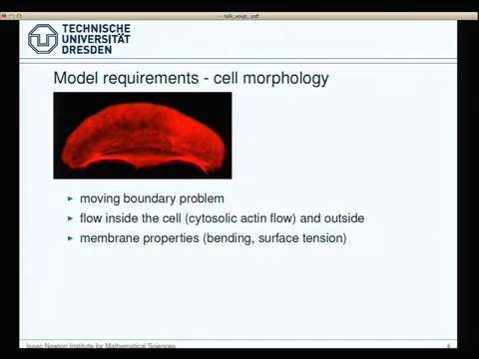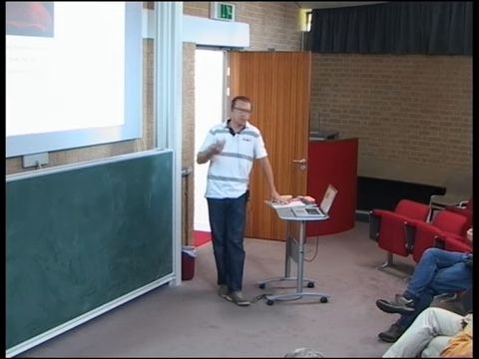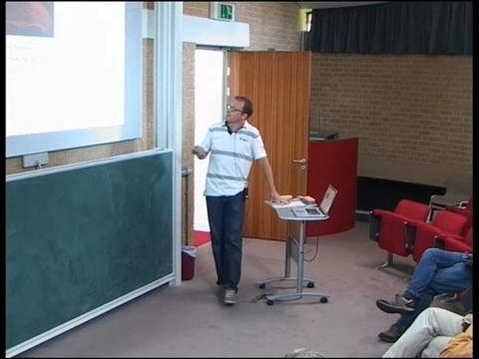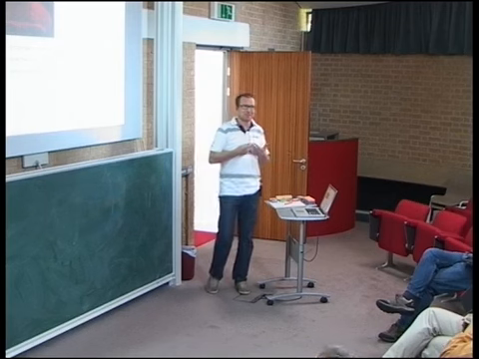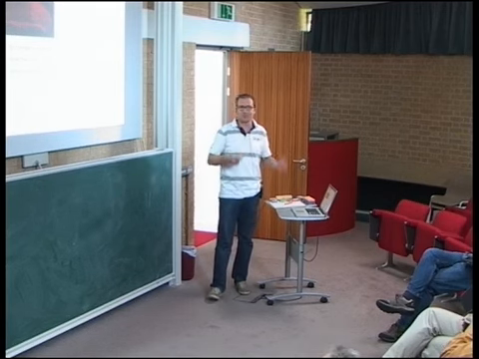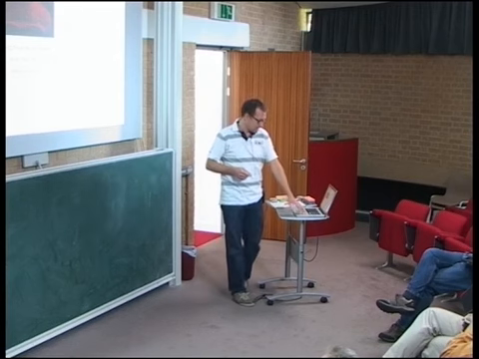Furthermore, there is fluid inside the cell. So there's some cytosolic actin flow which needs to be modeled, and there's fluid outside in the surroundings. So we have to take this into account as well. And then the cell is surrounded by a membrane, and the membrane has its own properties, and we take this into account as well. So there are elastic properties due to bending of the membrane, there's surface tension, and so on. So this so far would just describe passive things, some cell, but it doesn't so far have any active component or movement. So we need to take this into account as well.